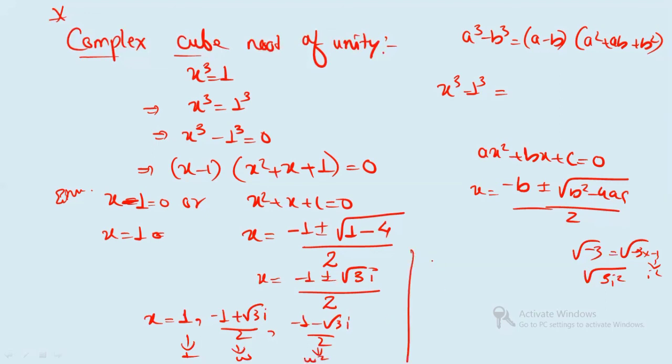So from here you will get two properties. The first property is 1 plus omega plus omega square equals 0. The second is omega cube equals 1. When you add all these three, you will get 0. And omega cube equals 1 means when you multiply omega square and omega, you will get 1. Clear? So this is all about the complex cube root of unity.